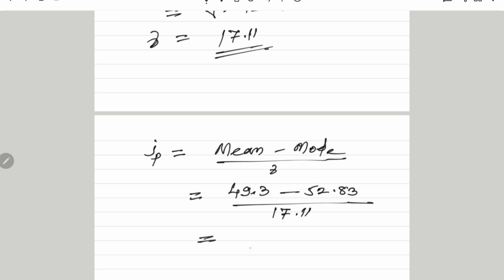We get that value as minus 0.20, and that value must lie between minus 3 to plus 3. Here that value is in that range, and therefore whatever value we have is the correct one. The Karl Pearson's coefficient of skewness for that given data is minus 0.20 as the required answer.